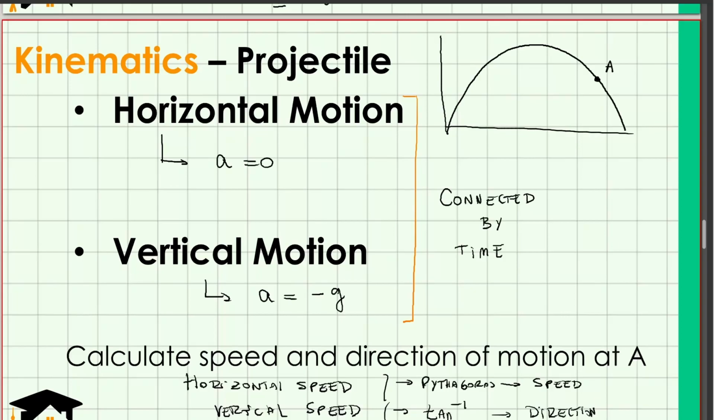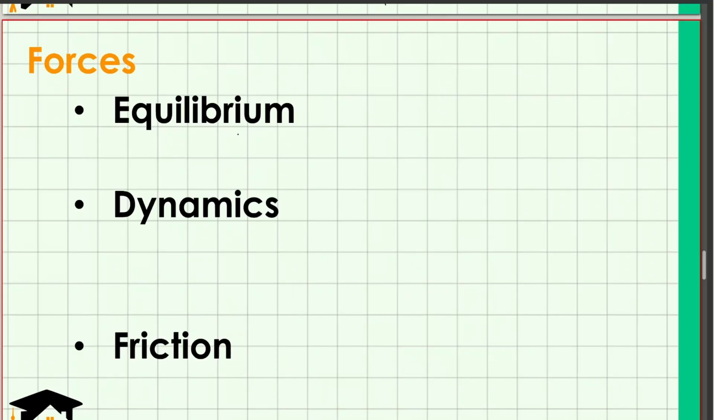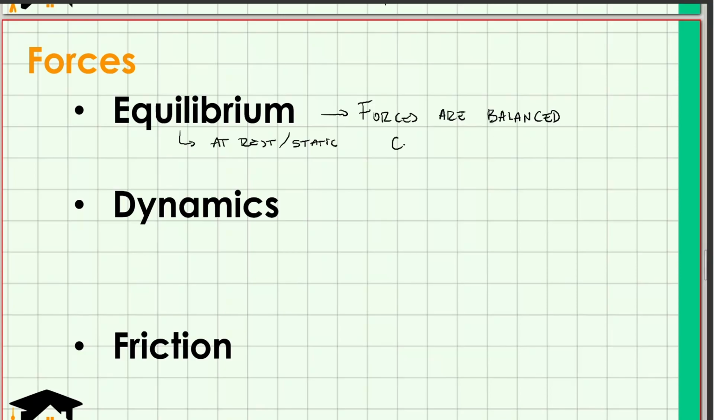But now let's move on to the most complicated area, and that is forces. So an exercise might say that the situation is in equilibrium, or also at rest, or static. So all this means that the forces are balanced. So what this means is that the speed is constant. And because the forces are balanced, then the left forces are equal to the right forces. And also the up forces are equal to the down forces.